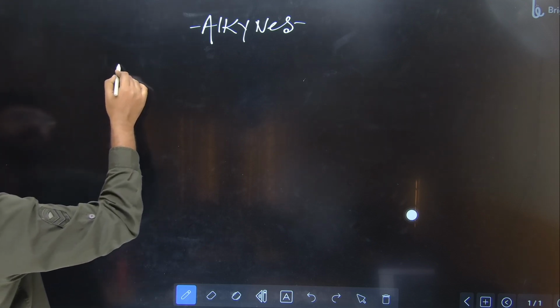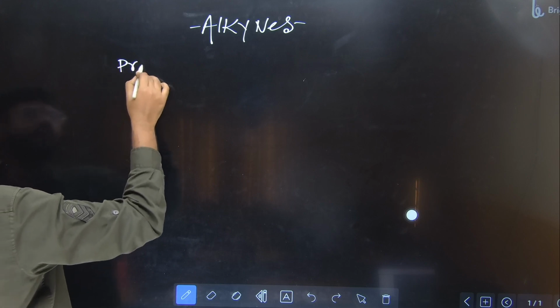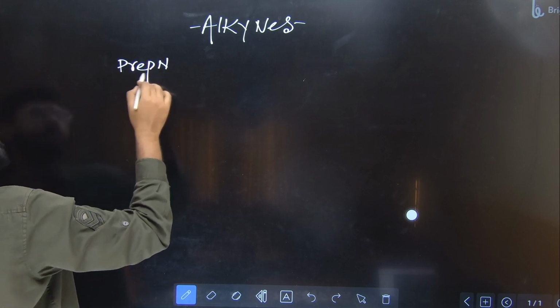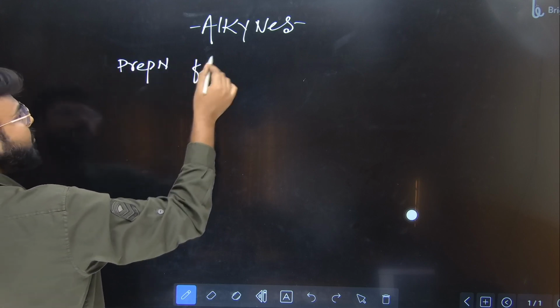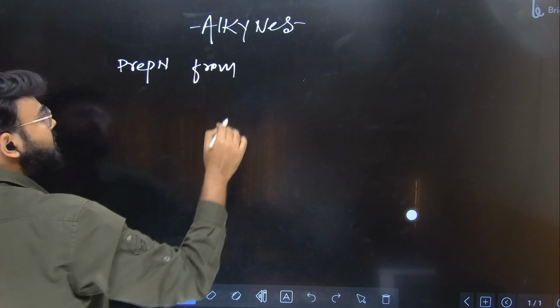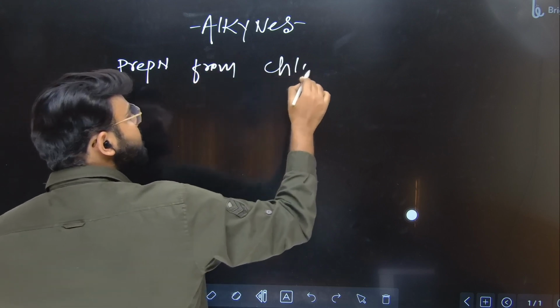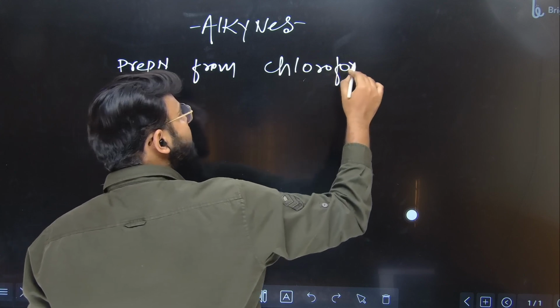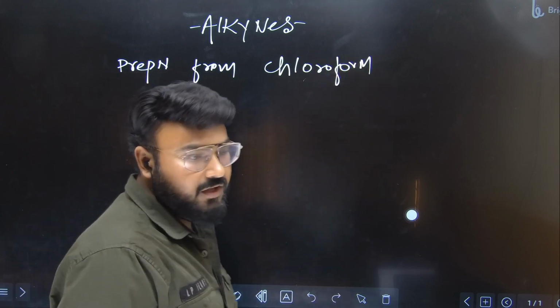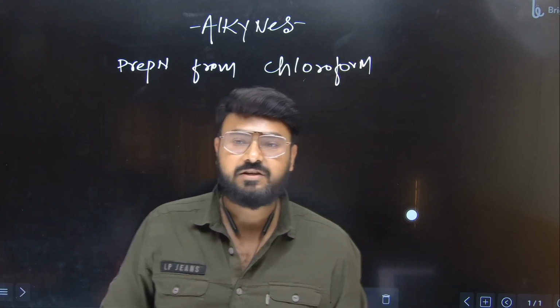So guys, basically the first thing is about preparation of alkynes from chloroform. Guys, tell me what's the formula of chloroform? Chloroform, which is used for anesthesia.